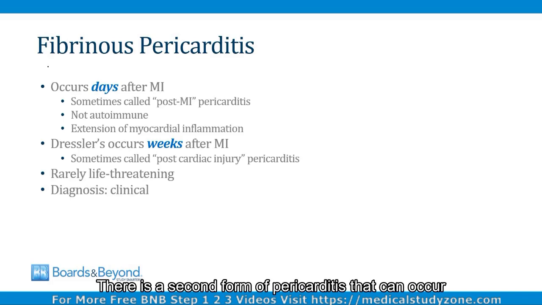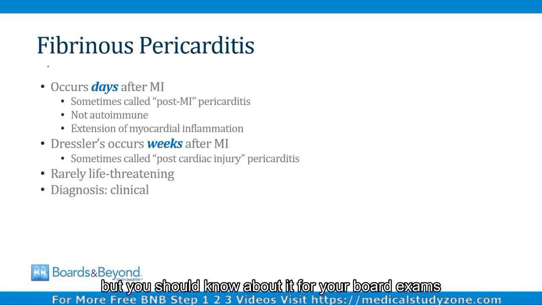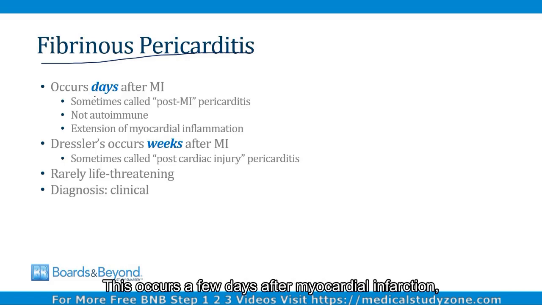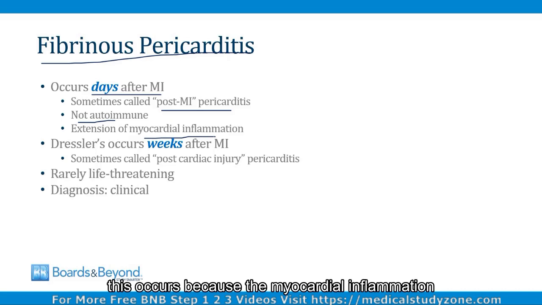There is a second form of pericarditis that can occur following a STEMI that is very rare, but you should know about it for your board exams, and it's called fibrinous pericarditis. This occurs a few days after myocardial infarction. It's sometimes called post-MI pericarditis. And this is not autoimmune. This occurs because the myocardial inflammation has extended into the pericardium.